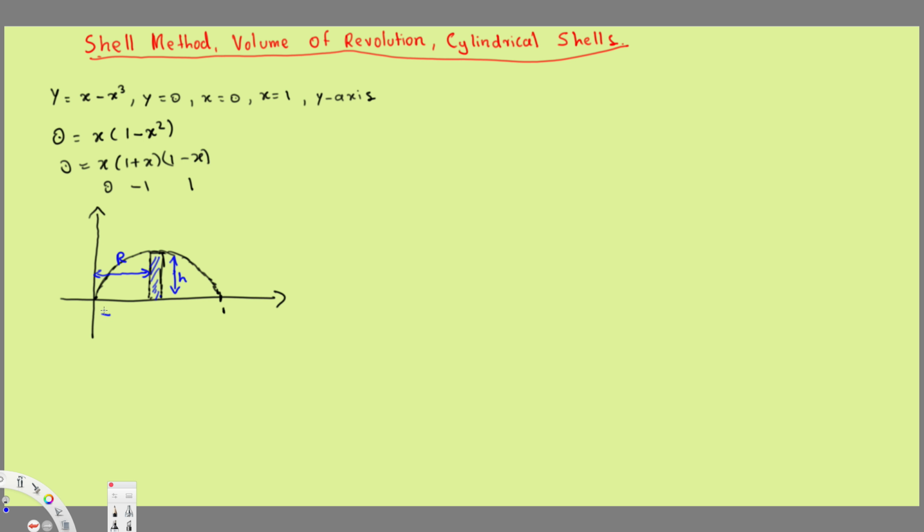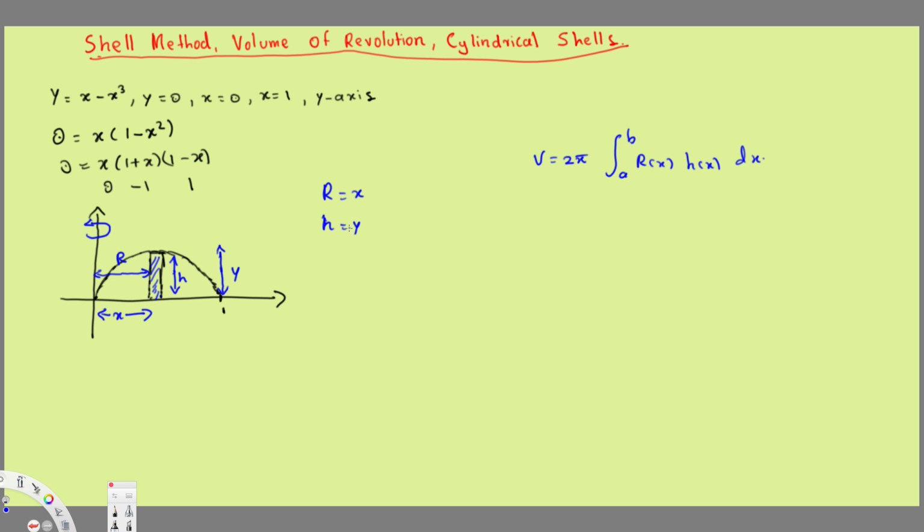Also, this is equal to x, and this is equal to y. This height is equal to y. So now we can go ahead and write r is equal to x, h is equal to y, and here they are saying it's rotating around the y-axis. So whenever this is rotating around the y-axis, we have to write everything in terms of x. We are going to use this formula, that is V is equal to 2 pi integral of a to b r(x) h(x) dx. So we have to write everything in terms of x.